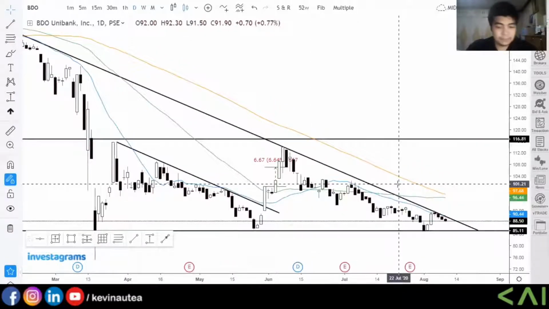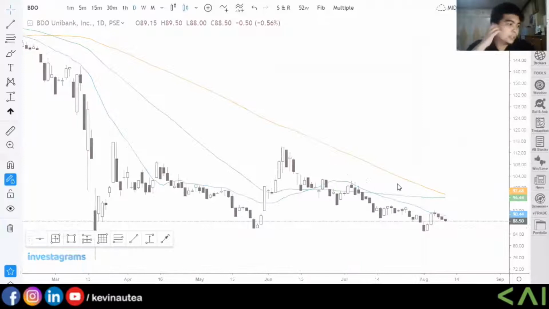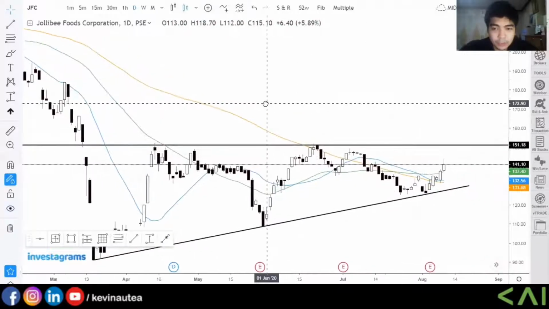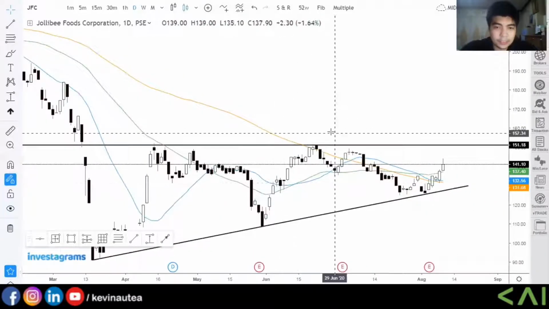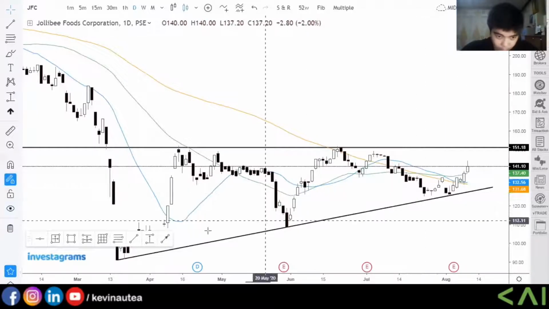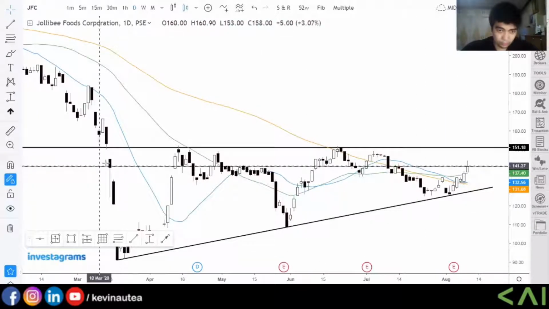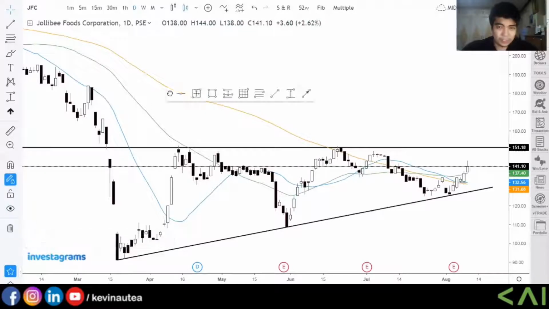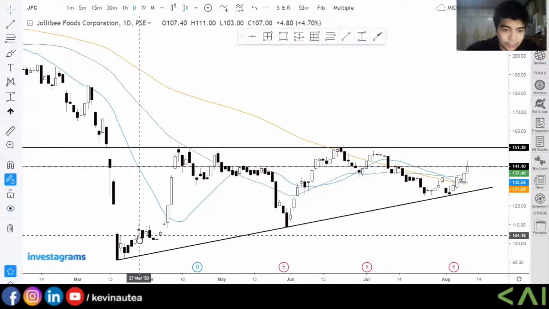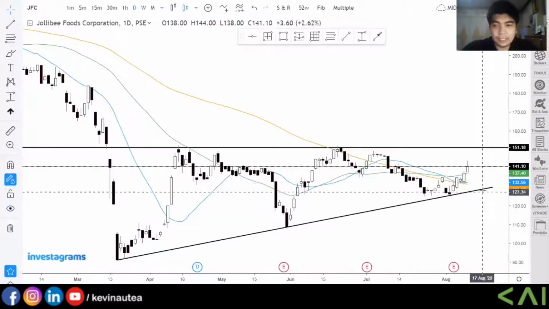Right, next we have JFC. For Jollibee, same goes with Jollibee. There's a resistance line, a support. This support is being confirmed by these two points. Let me just move this one here. It's supported by these points right here, and here.